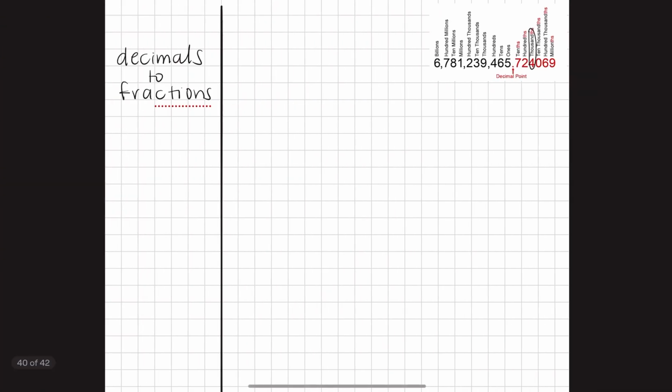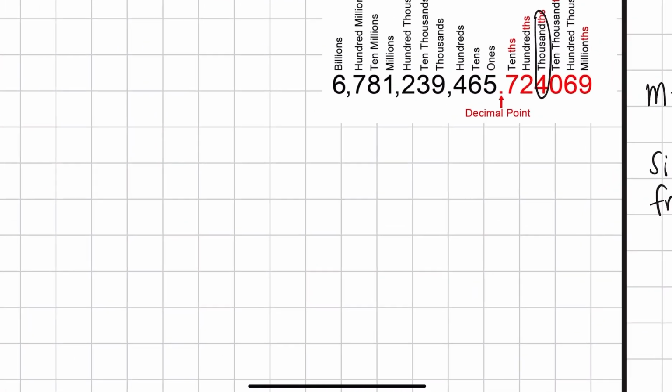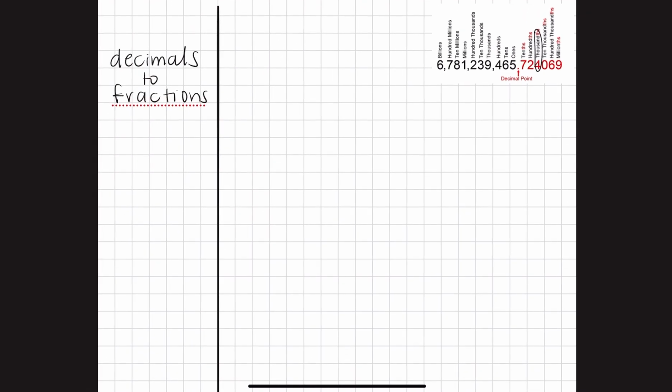But on to what we really want to talk about today, which is how to convert a decimal into a fraction. So we can turn any decimal at all into a fraction as long as we know their place values. But if you don't know that, that's also totally fine, because there's just a few general rules, or patterns, that we can follow that will help us to convert any decimal into a fraction.